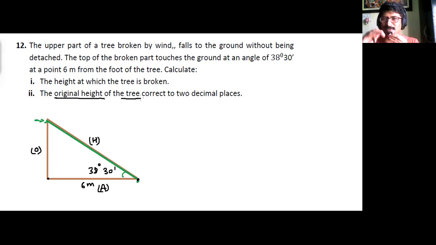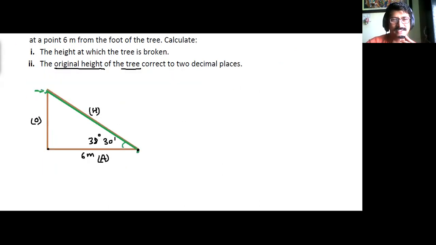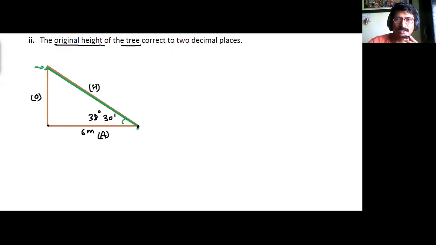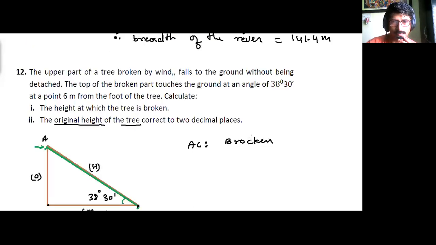I hope you understood the concept. Concept-wise, the sum is very simple, guys. Very simple. But calculation-wise it is a little tricky. So let's see how to do this sum. Okay, guys. I hope you enjoyed watching and you understood the concept also. Now just name it very carefully. A, B, and C. So you can say AC is the broken part of the tree.